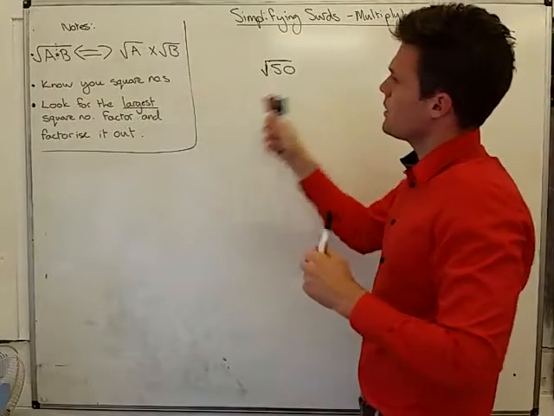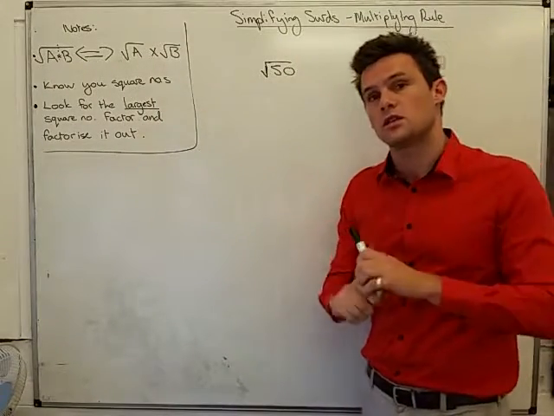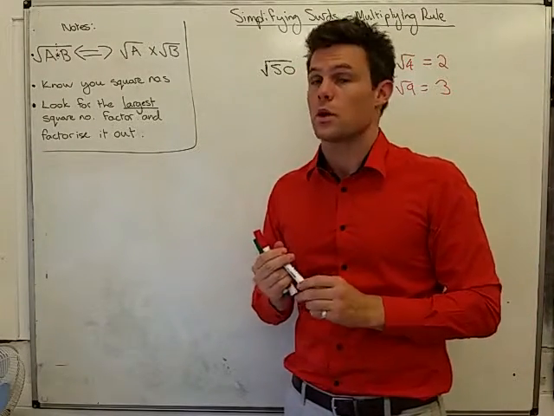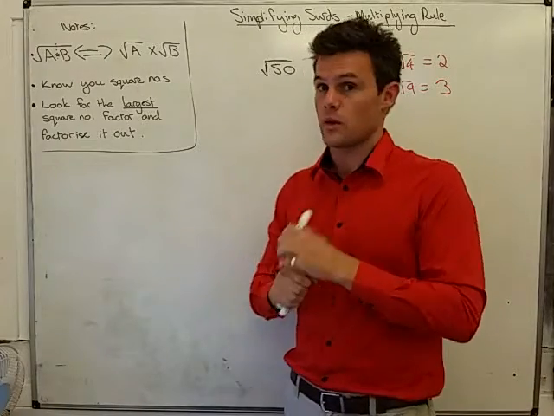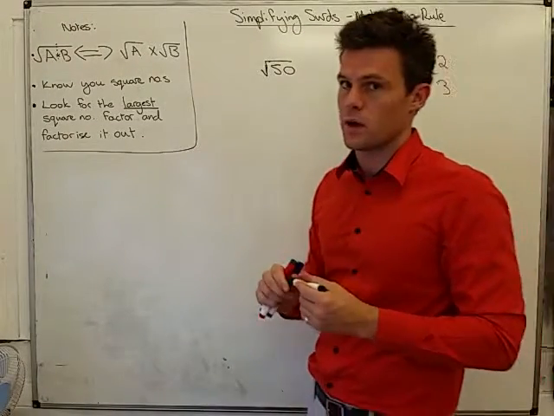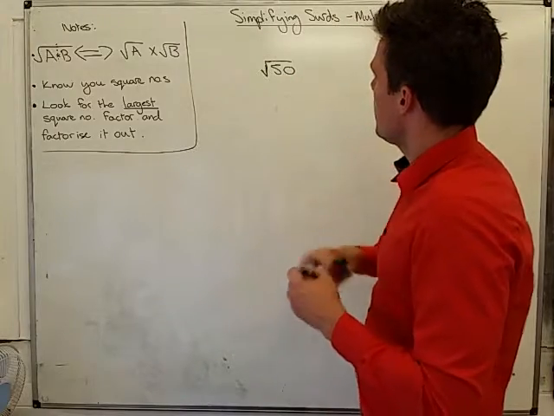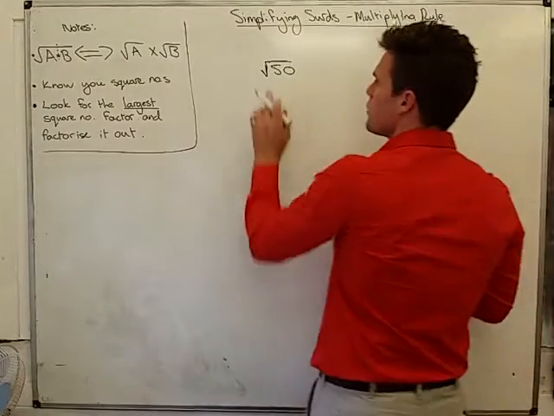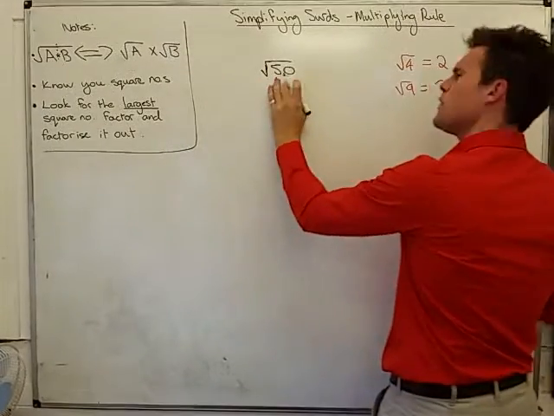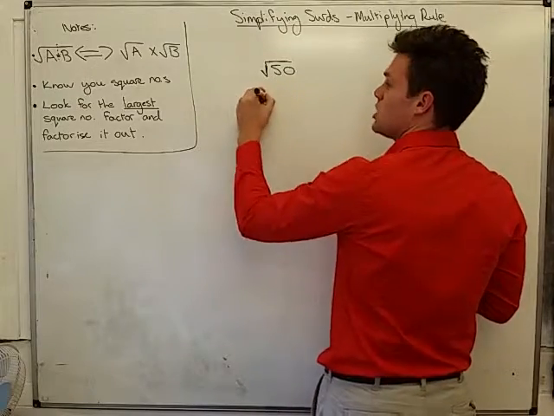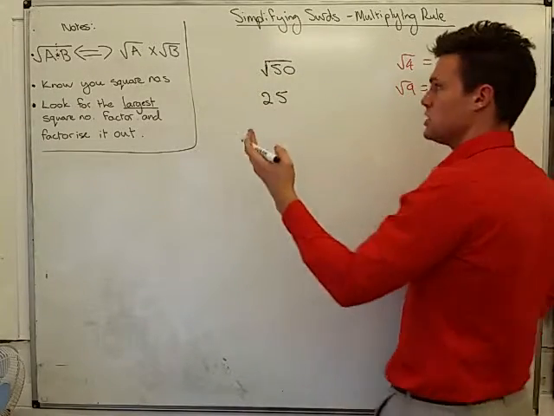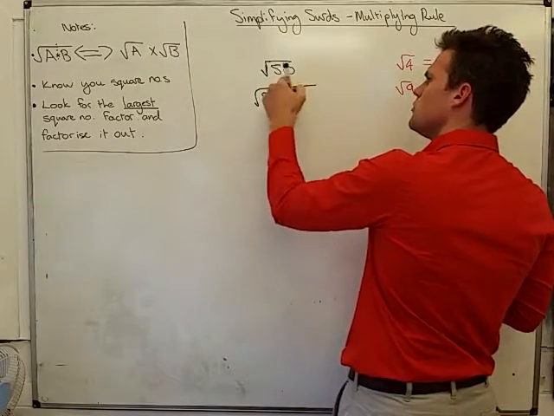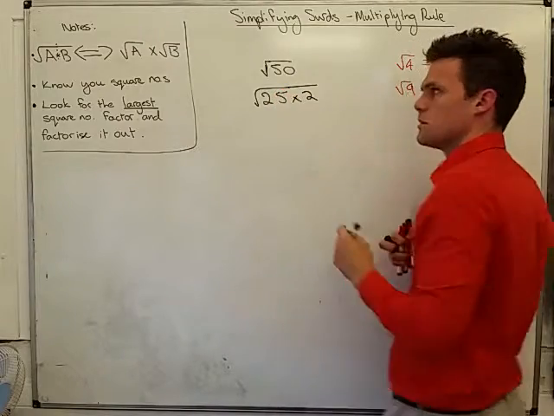The first thing here is I need to know my square numbers. I need to know my square numbers backwards. Basically, every square number below 150, you should have committed to memory. If you haven't, do that before you start surds. It will make your lives a lot easier. So I look at 50 and I think, well, I can't straight away square root that. But I could square root a square number. If I could turn 50 into a square number, say 25, that would be much easier because the square root of 25 is going to be 5. But obviously, root 50 is not 25, it's actually 25 times 2.